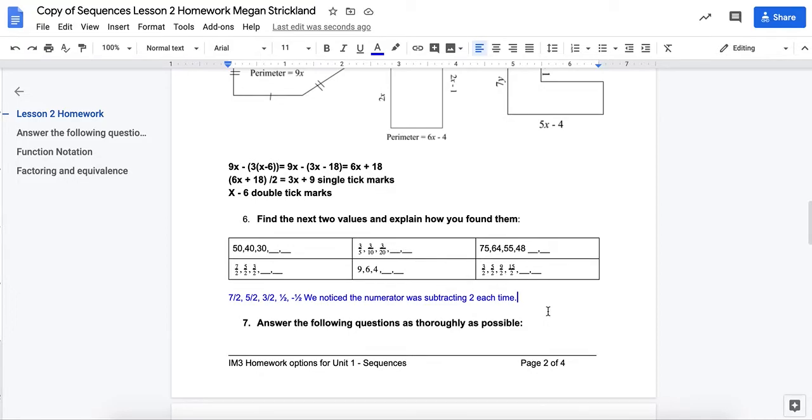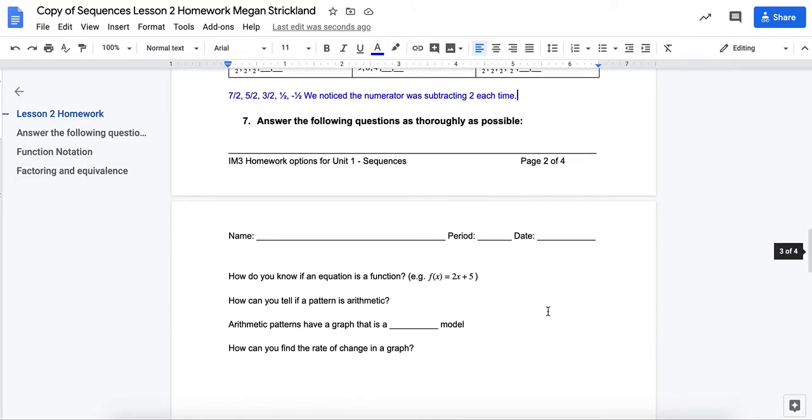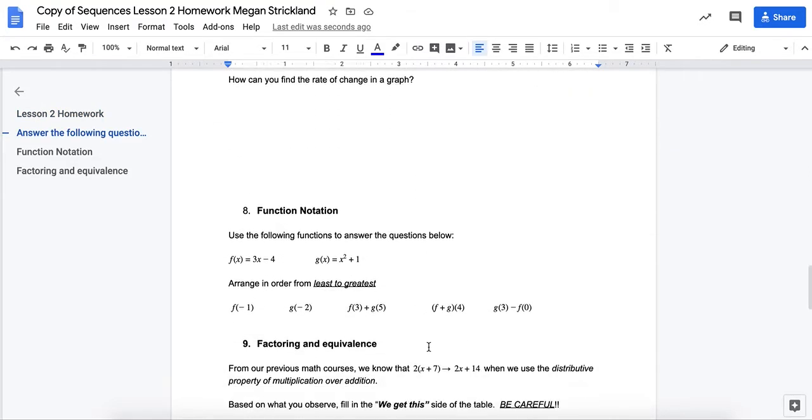The next one is more about what you know. How do you know if an equation is a function? We talked about that in video 1. How can you tell if a pattern is arithmetic? Arithmetic patterns have a graph that is a blank model. How can you find the rate of change in a graph? These questions, just answer in a complete sentence.